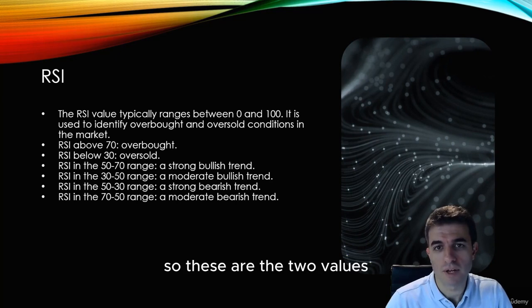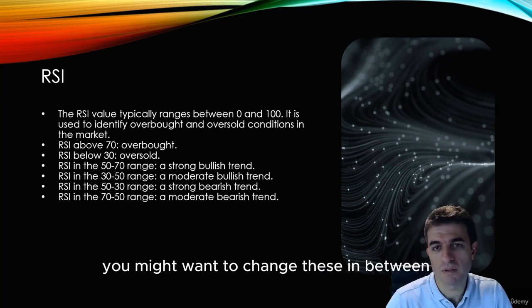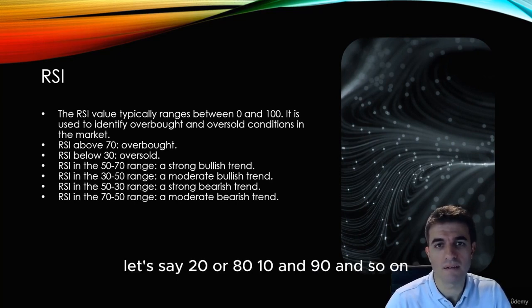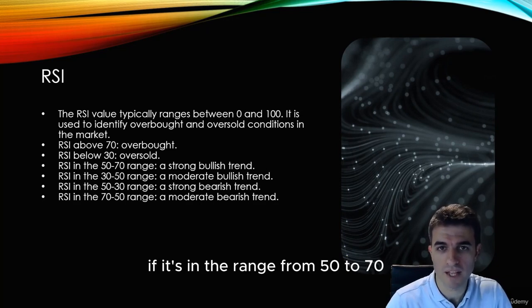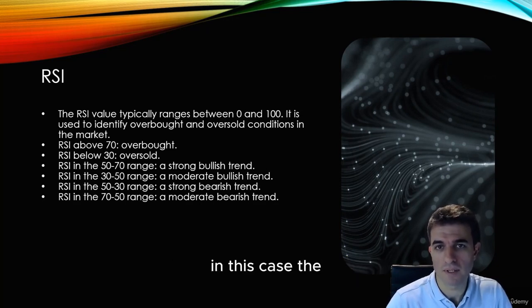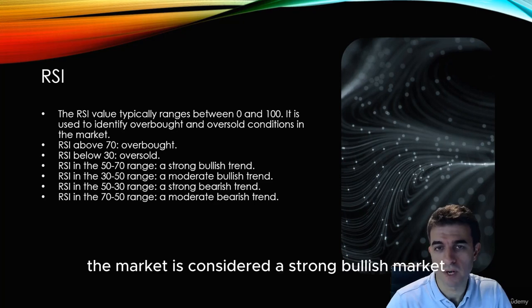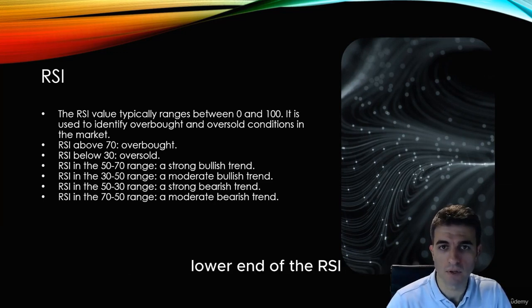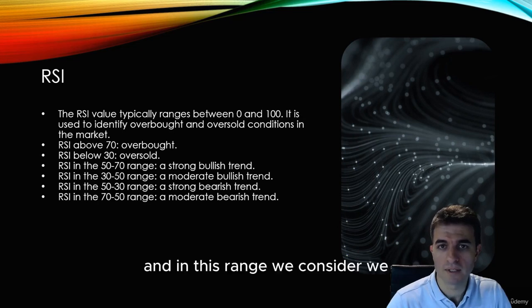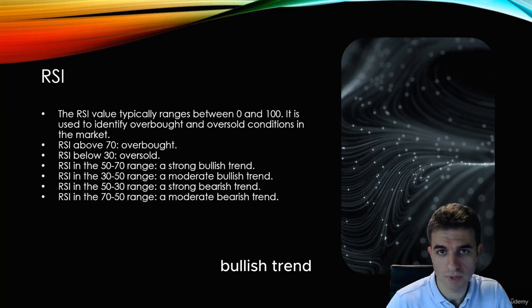So these are the two values. You might want to change these in between, let's say 20 or 80, 10 and 90, and so on. A third way to use the RSI is if it's in the range from 50 to 70. In this case, the market is considered a strong bullish market. So we have a strong bullish trend. And if the values are between 30 and 50, the lower end of the RSI, then in this range, we consider that the RSI is indicating a moderate bullish trend.